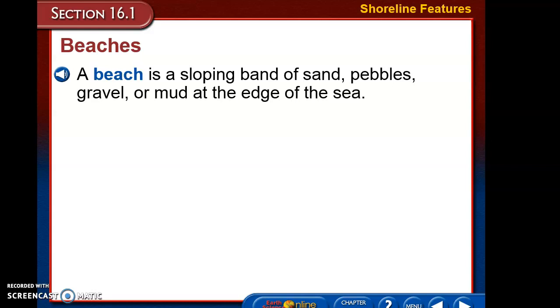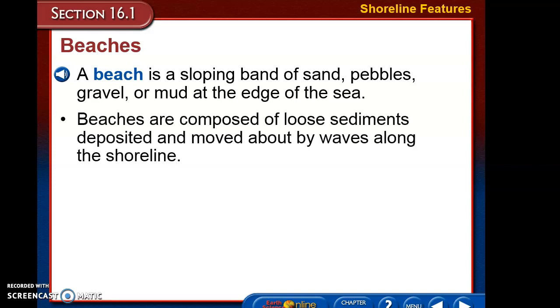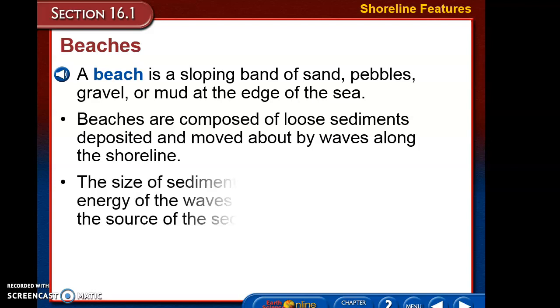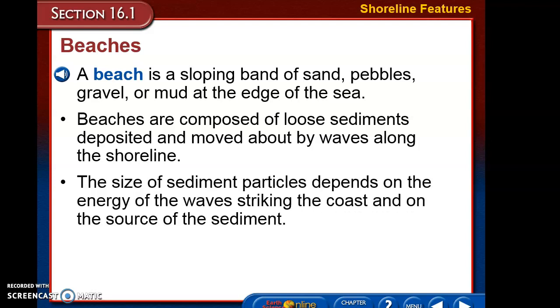So beaches are actually created by waves. It's a sloping band of pebbles, sand, gravel, and mud at the edge of the sea. They are composed of loose sediments deposited and moved about by the waves along the shoreline. How big those sediments are depends upon the energy of the waves striking the coast. So the type of sand you see at our beaches, the basic white sand, could be very different, say, if you go to a coast along England. Some of theirs are almost like rocks on the shoreline.